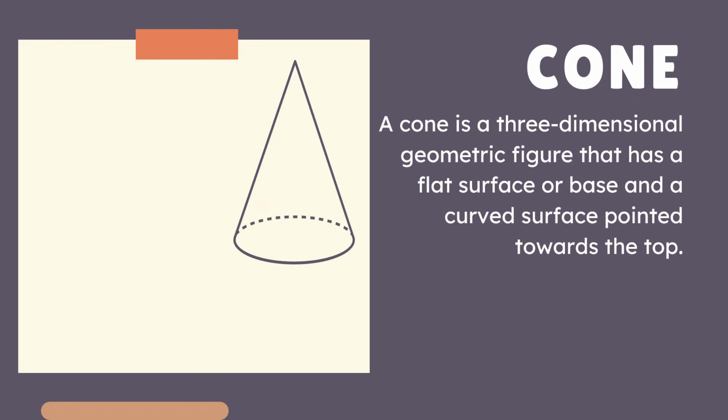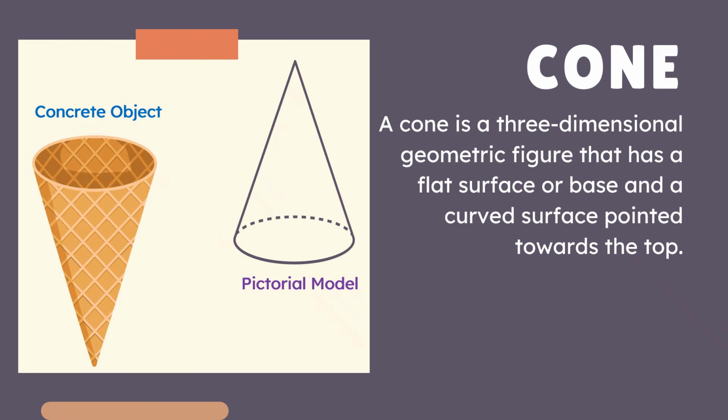Another solid figure that we're going to discuss today is a cone. What is a cone? A cone is a three-dimensional geometric figure that has a flat surface or base and a curved surface pointed towards the top. This is the pictorial model of a cone, and this is a concrete object. Do you know what object this is? Yes, you are right. This is an ice cream cone. How many faces does a cone have? Let's find out. So we have 1, 2. So there are 2 faces of a cone.